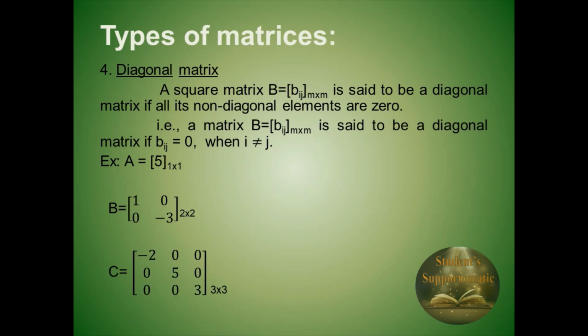Now the matrix C, one more example. See here, only the diagonal elements, at the a11, a22, a33 places, have -2, 5 and 3. The remaining elements are all set to 0. This type of matrix is called a diagonal matrix.